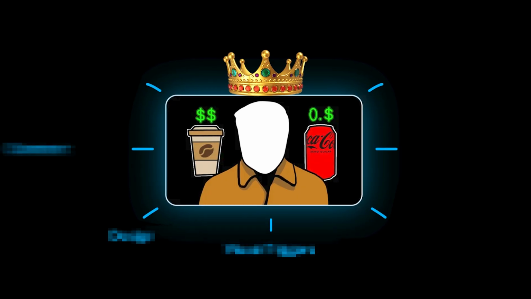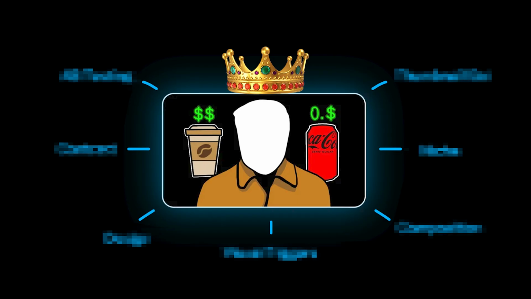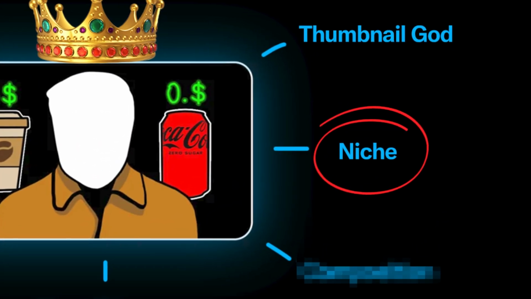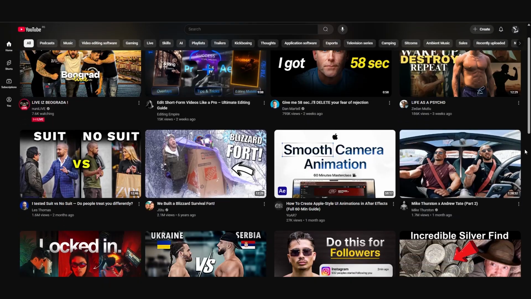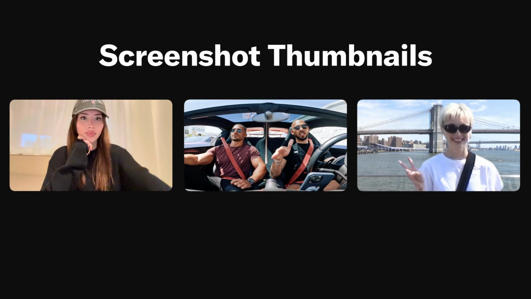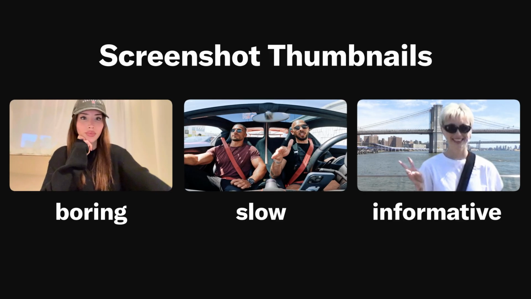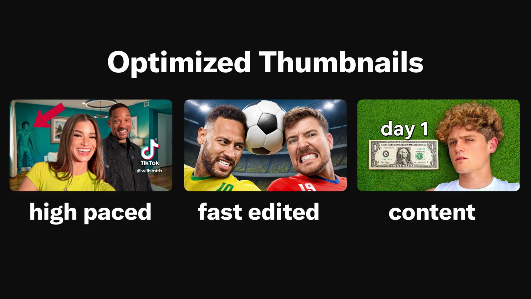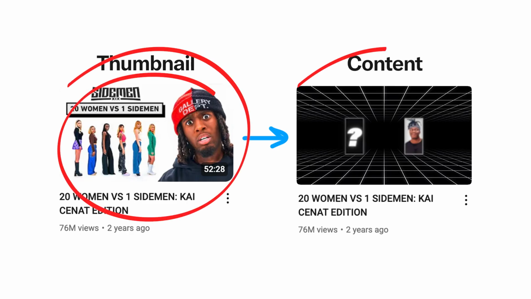But before we can dive into any of the step-by-step tactics of what you should do, we first need to identify what thumbnails actually work for your target audience. Because the answer to your thumbnail problems are not vague things like making your thumbnail pop. What does that even mean? Every type of thumbnail sets an expectation for the content. With these more screenshot thumbnails, you expect boring, slow, but very informative content. With the more optimized thumbnails, you expect high-paced, fast-edited content. The thumbnail sets the expectation for the content.